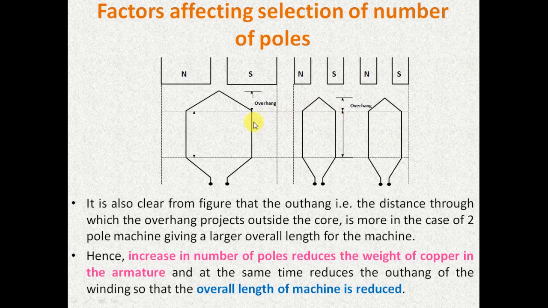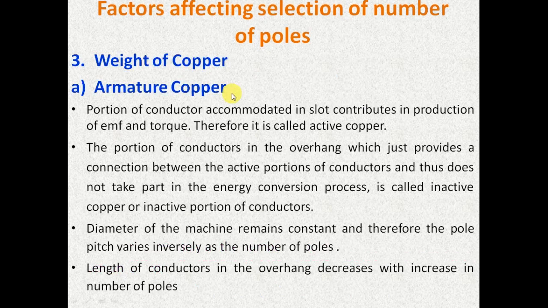By comparing these two, it's very clear that in the case of a two-pole machine, comparing with that of the four-pole machine, the length of overhang is quite large. From this we can easily conclude that when the number of poles is large, then definitely the weight of copper required also will be quite small. This explanation is made with respect to armature copper weight.